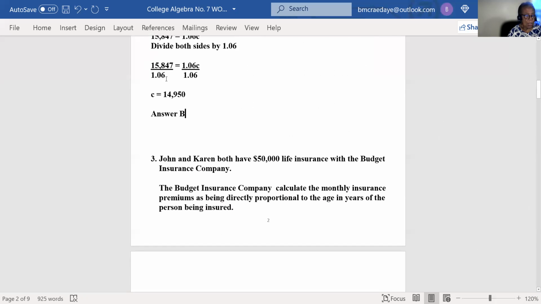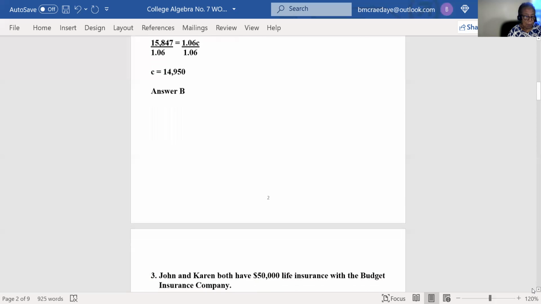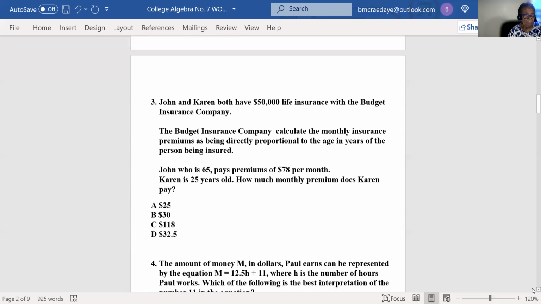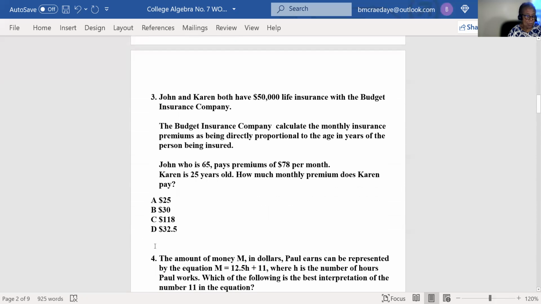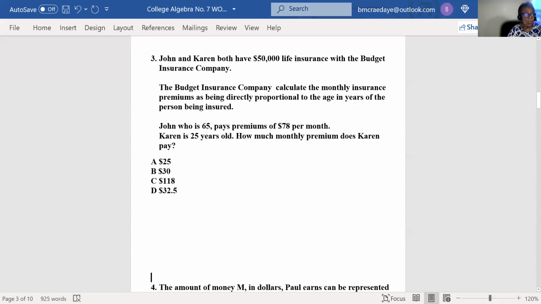Now, number 3 is a ratio proportion problem. Let's just bring this down. John and Karen both have $50,000 life insurance, and the monthly insurance premiums are directly proportional to the age in years of the person being insured. John is 65, pays $78 per month. Karen is 25 years old. How much monthly premium does Karen pay?